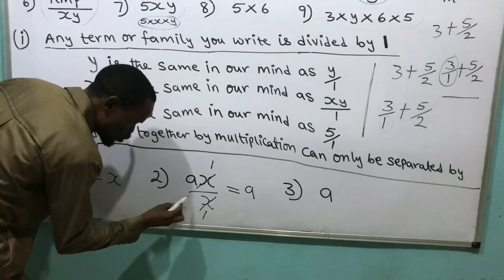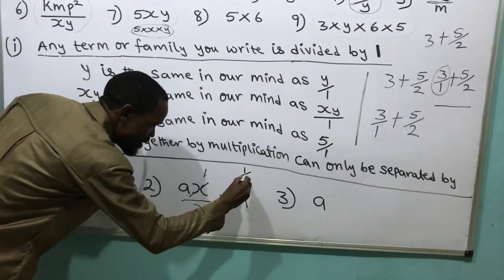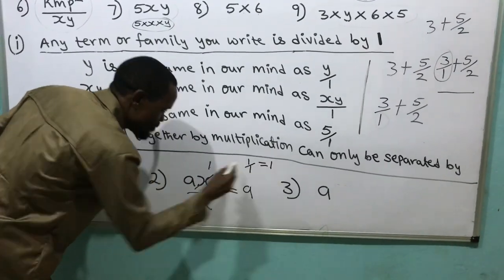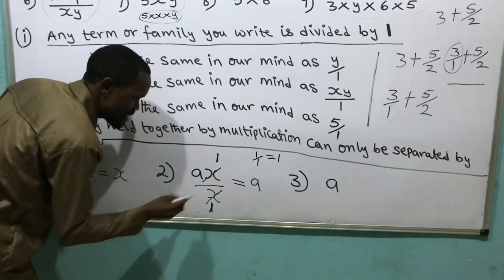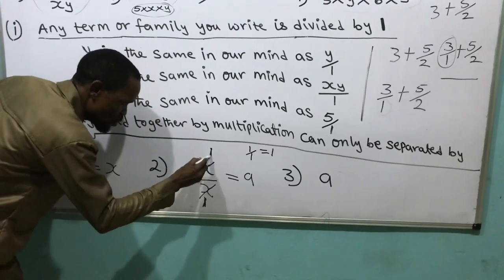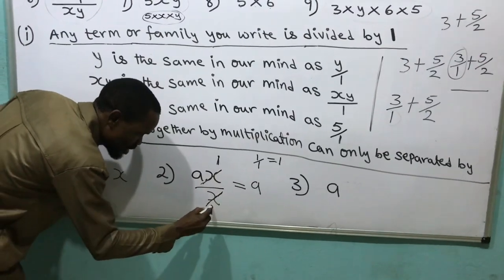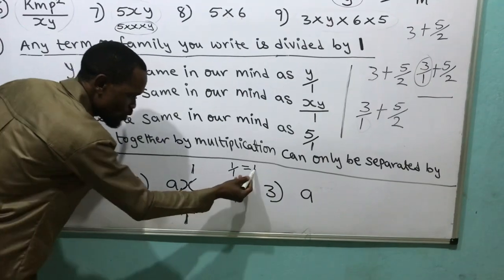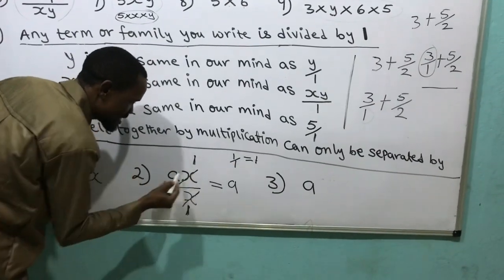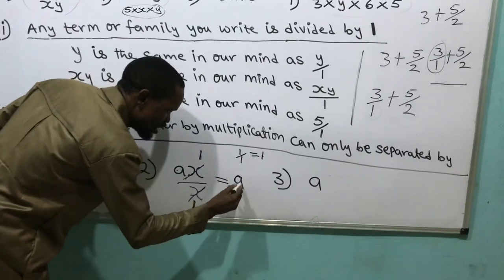Do you get what I'm saying? This 1 divided by 1, the answer is 1. I said X divided by itself gives me 1. This X divided by itself will give me 1. Do you get what I'm saying? This 1 divided by this 1 will give me 1. And this 1 I have here times A will give me A. Have you seen it here?